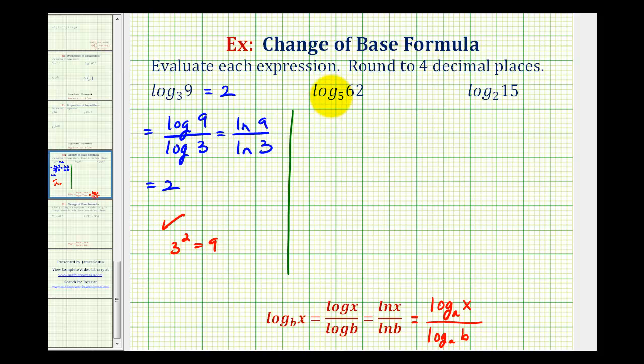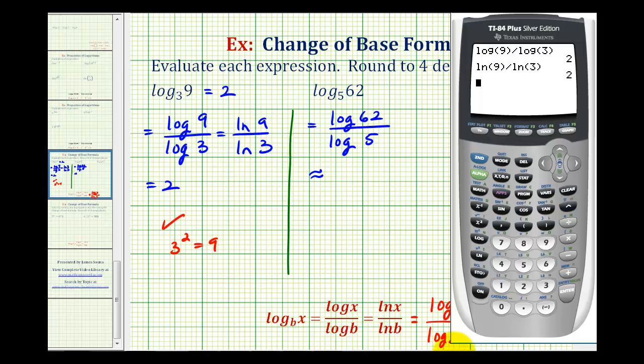For our second example, let's go and just use common log. So this is equal to the common log of 62, the number part of the log, divided by the common log of the base, which is 5. This one we are going to have to round. So we'll go back to the calculator. We'll press log 62 divided by log 5. Press enter. This is approximately 2.5643.